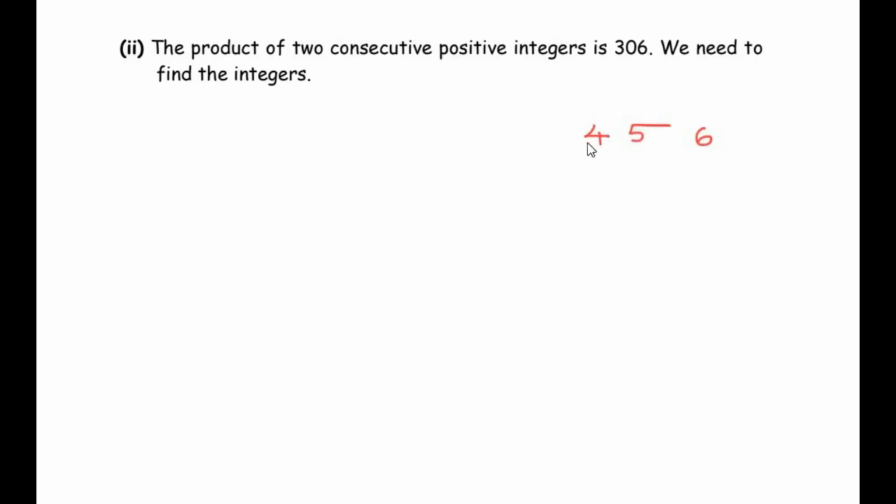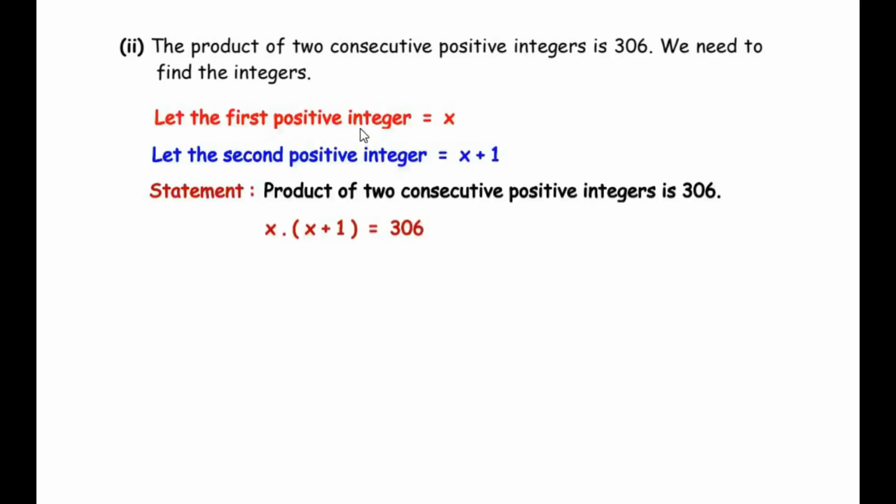So here if you consider the number 4, the consecutive positive integer next to it is 5, and so on. So let us consider the two consecutive positive integers as the first positive integer x and the second positive integer x plus 1. Now for example, if I consider the positive integer x as 1, then the consecutive or neighboring integer to 1 is going to be 1 plus 1, which is 2.